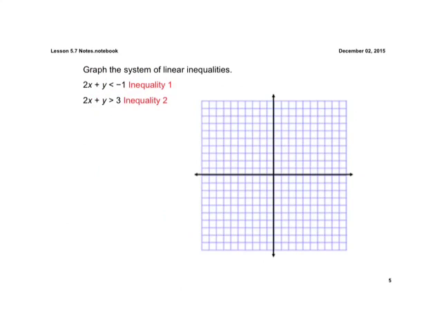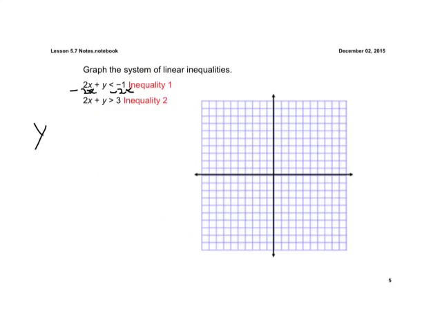Okay, let's try another one. We can't graph these right away. We need to get y by itself. We need it in slope-intercept form. So let's go ahead and move our 2x over on both of them. Subtract our 2x. Subtract our 2x.